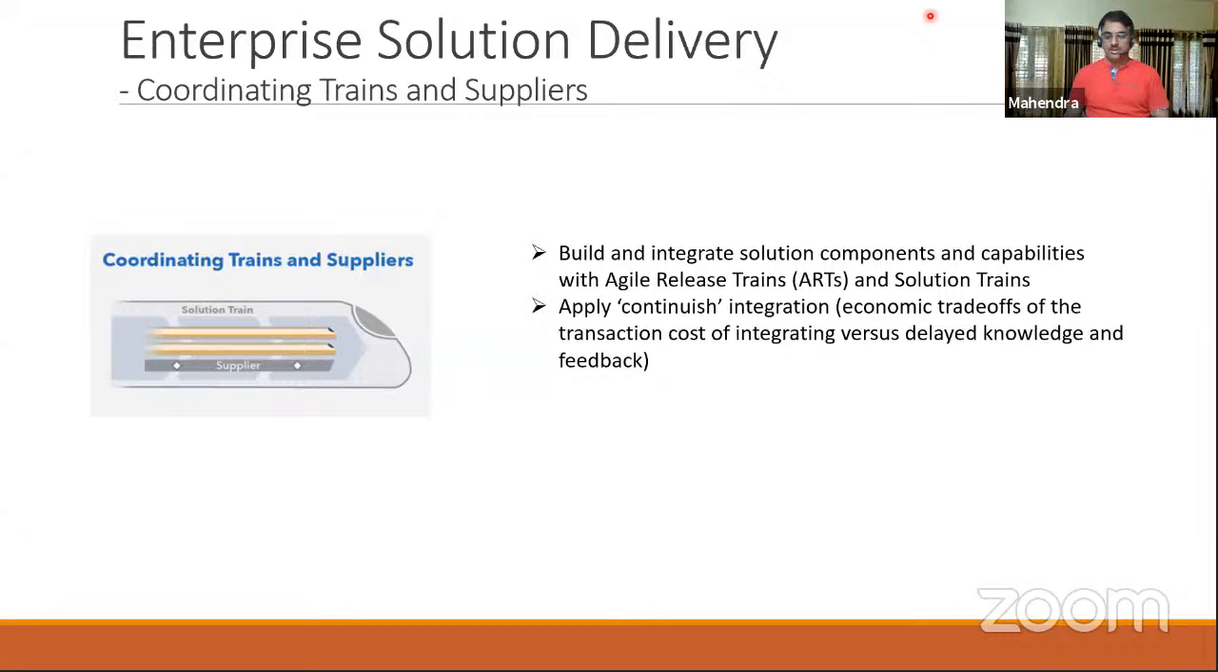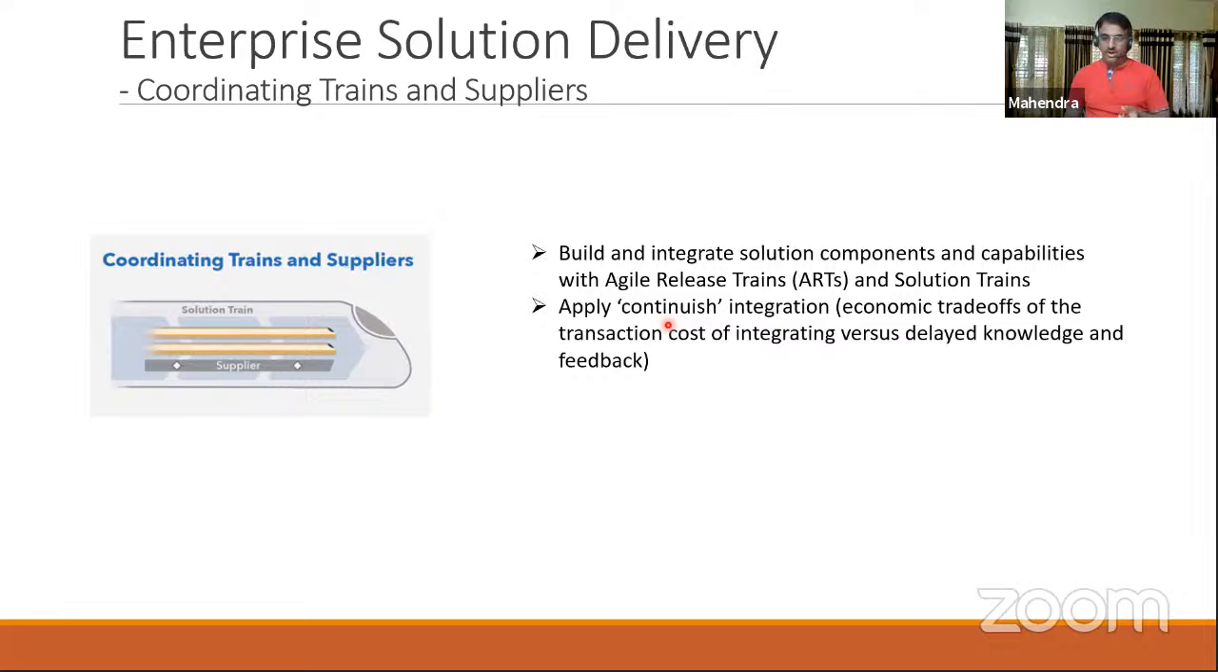Thanks, Sachin. If it's a large solution, it's not possible to integrate as often as we would want to. So there has to be an economic trade-off with respect to the transaction cost involved in integrating vis-a-vis the delayed knowledge and feedback that we can accommodate. That's why it says apply continuous integration, not continuous integration.